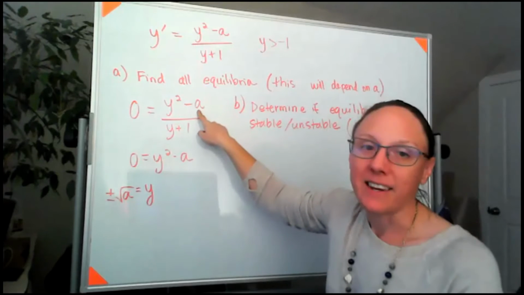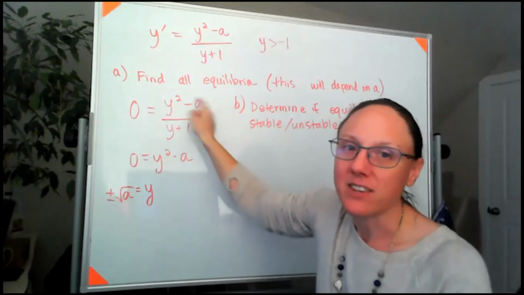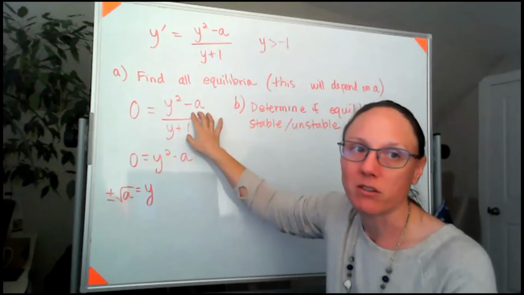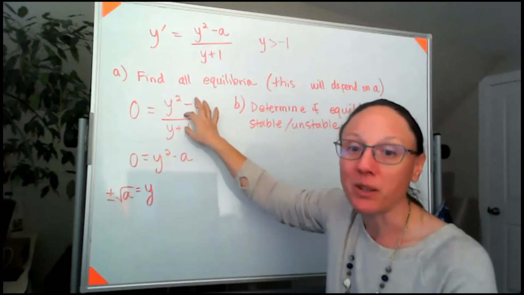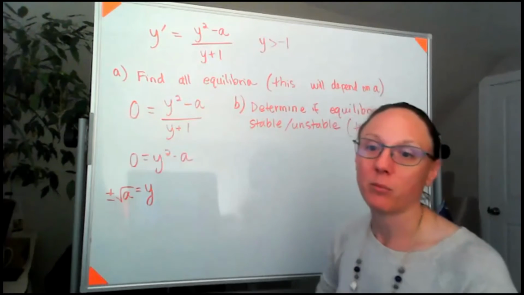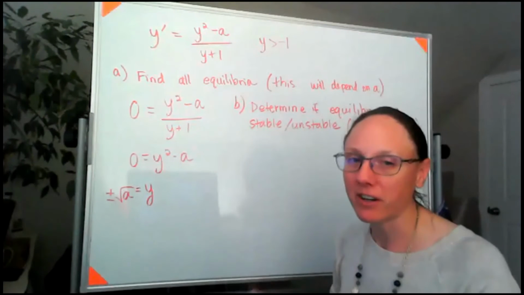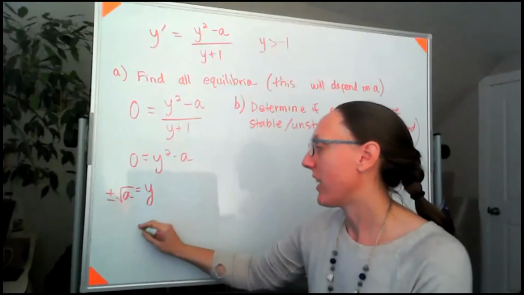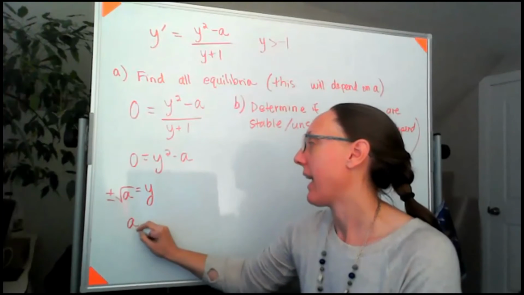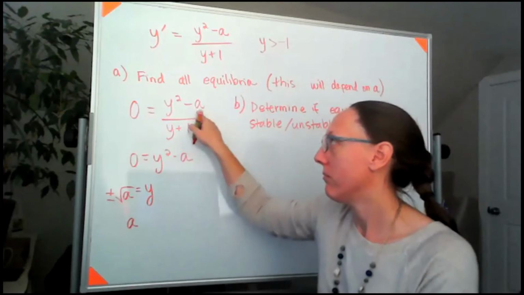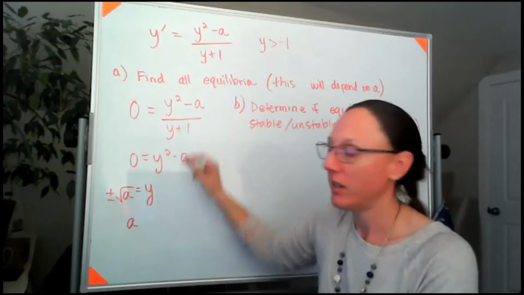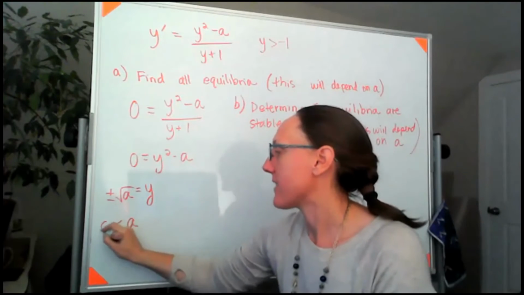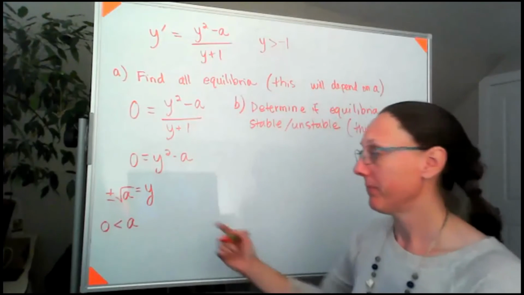if a is a negative number, then the top part has no solutions, because y squared plus a positive number is never going to equal 0. So I know for sure that in order to be looking at anything, my a has to be positive. So I know my a has to be bigger than 0.